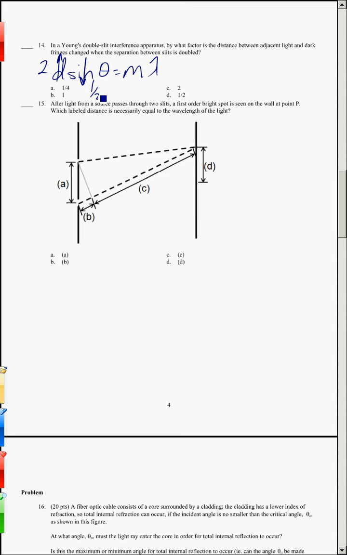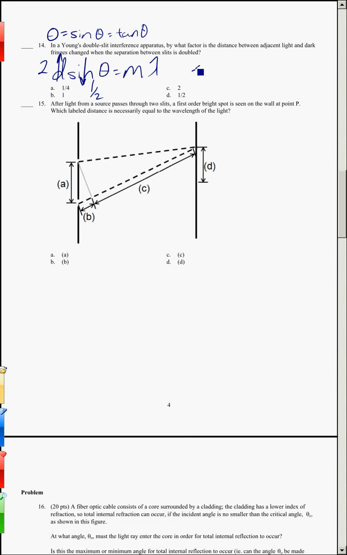So if the wavelength remains constant, theta is going to decrease by half. And remember, this is going along with the idea that theta is equal to sine theta is equal to tan theta. That's the small angle approximation. And we sort of take that as an assumption when we're talking about diffraction. So if d goes up by 2, sine of theta, which is the same as theta, goes down by a factor of a half.